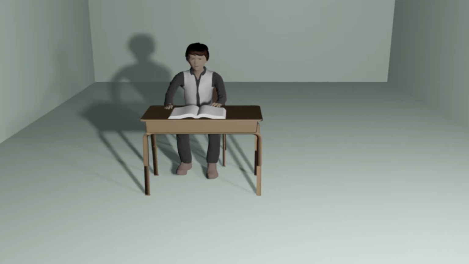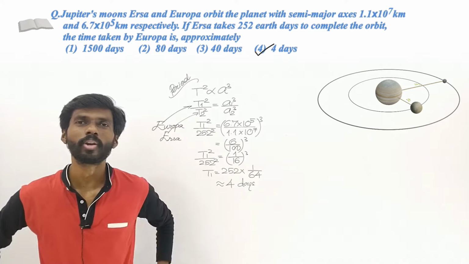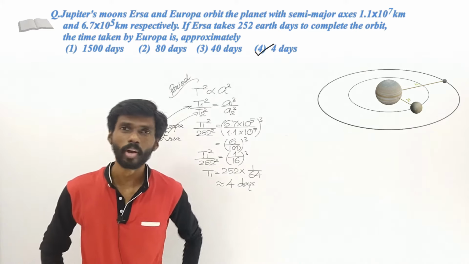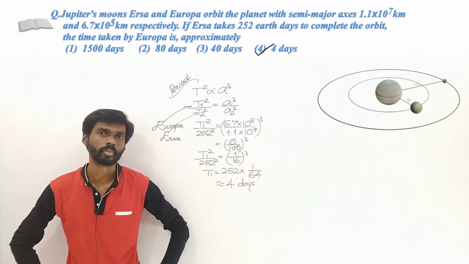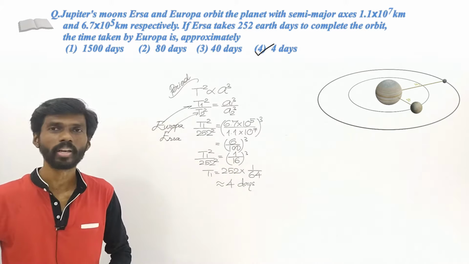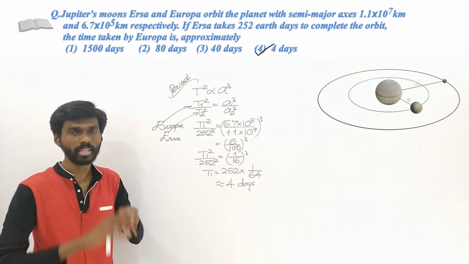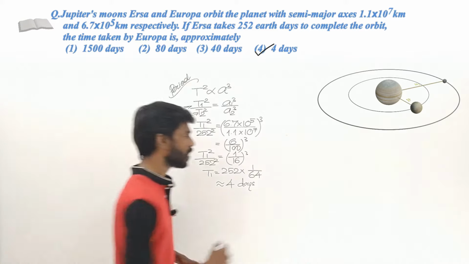But our moon is closer to the planet Earth than Europa is to the planet Jupiter. Still, Europa takes much less time. How? See, that is true. Our moon is close to 400,000 km from the planet Earth, whereas Europa is more than 600,000 km from the planet Jupiter. But still it takes very less time compared to our moon. That is because this ratio works only for one particular system. If you want to compare two different planets, we have to use the direct formula.